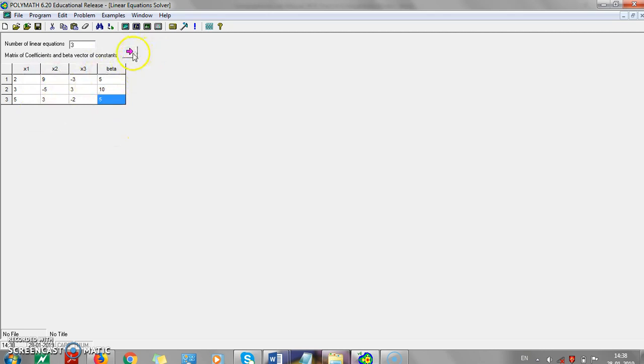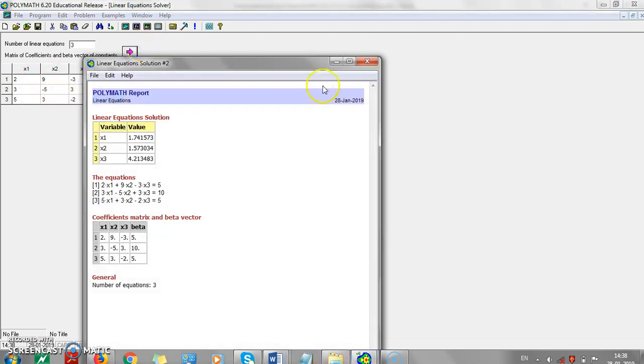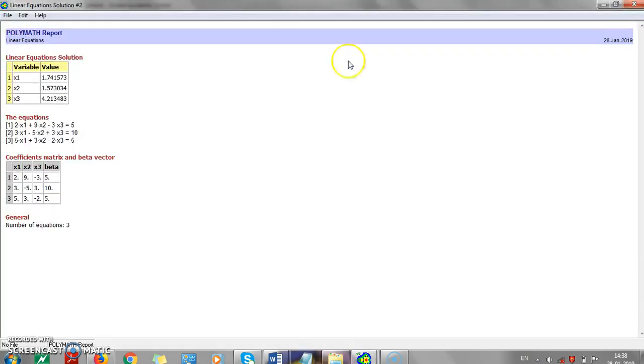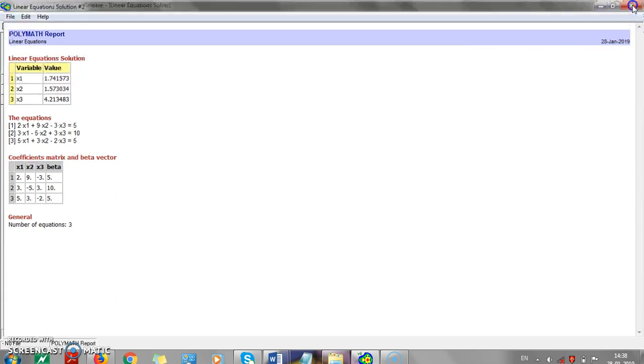So when you enter this data, just press this arrow and Polymath gives you everything. These are your x1, x2, x3 values. This is the equation which we have entered. This is the matrix, and this gives you the number of equations. It's so simple, you just need to enter the data and press the arrow. No programming, no coding is required. You can add any number of equations and get the solution.